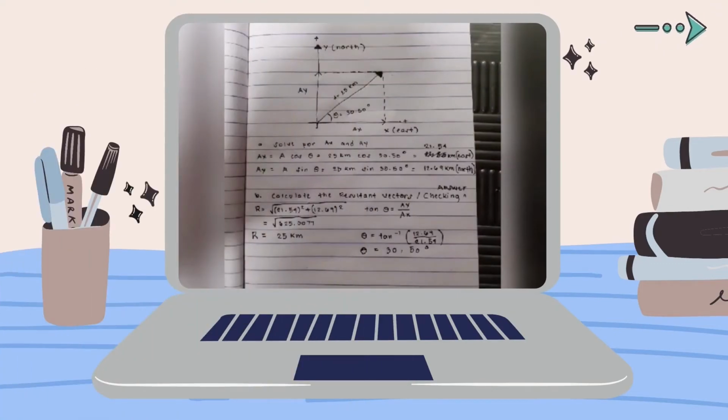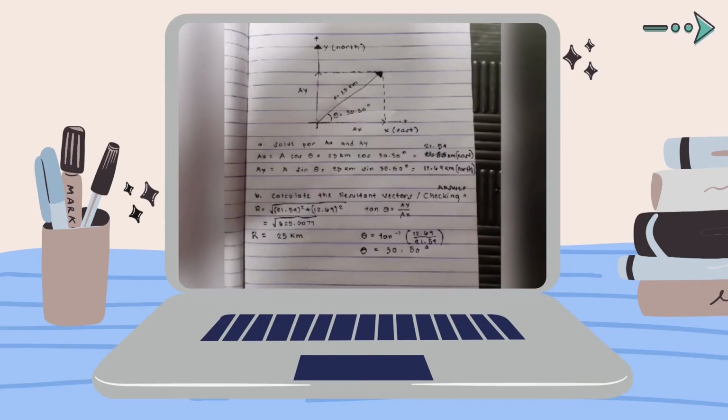Here is our example of vector components. A bus travels 25 kilometers on a straight road that is 30.50 degrees north of east. What are the east and north components of its displacement? To answer this problem, the first thing we need to do is list our given values, which are A equals 25 kilometers and the angle theta equals 30.50 degrees.